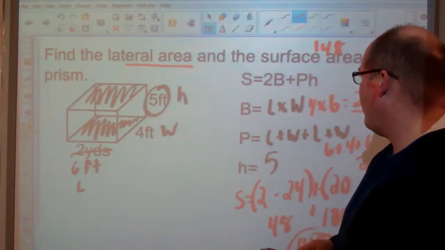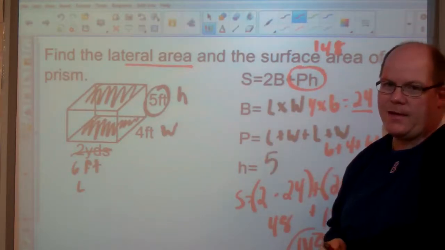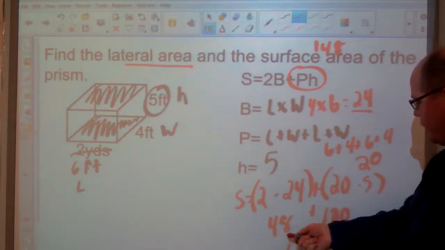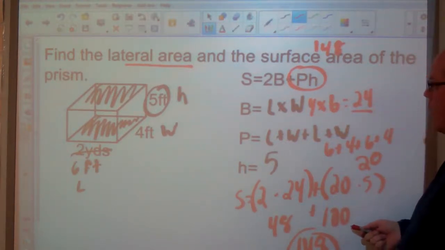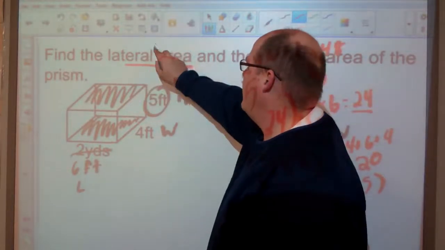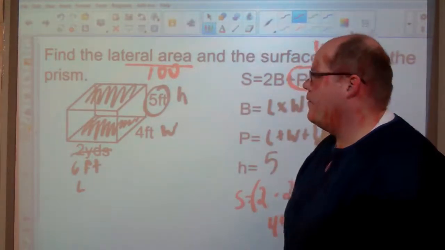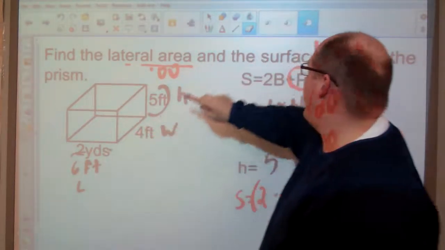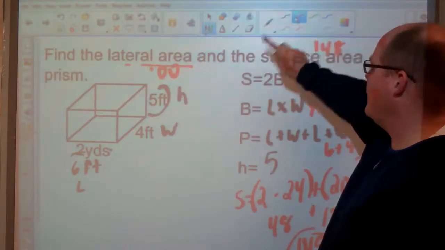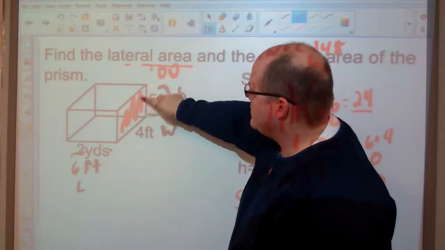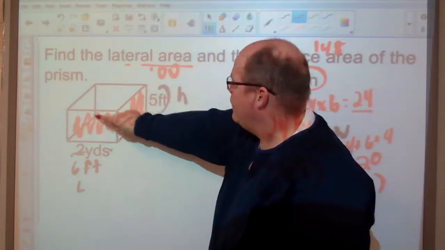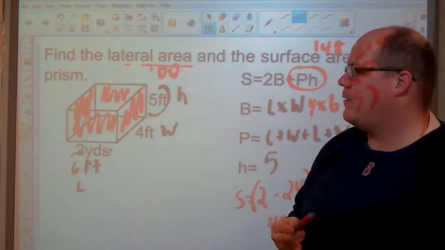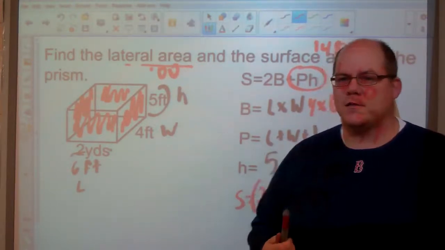Remember, the lateral area refers to the P and the H. So let's check down here where I put in my formula. This is 2B, 48. This is PH, 100. So the lateral area is 100. Now the lateral area refers to the area, I'll kind of shade in the area that we're talking about when we talk about lateral area. It refers to all 4 sides of the box. The sides, not the top, not the bottom, but the area around the box is the lateral area.